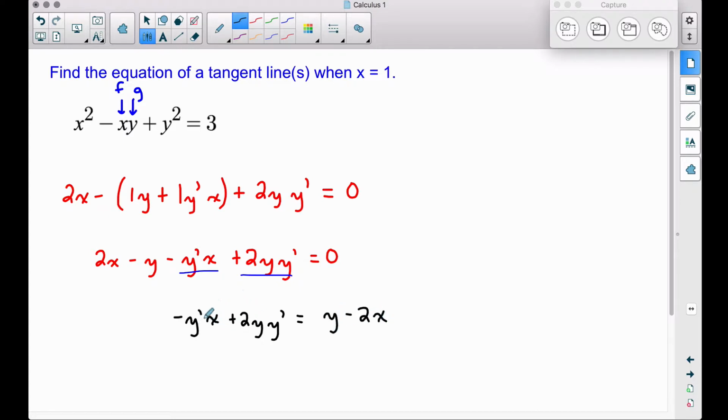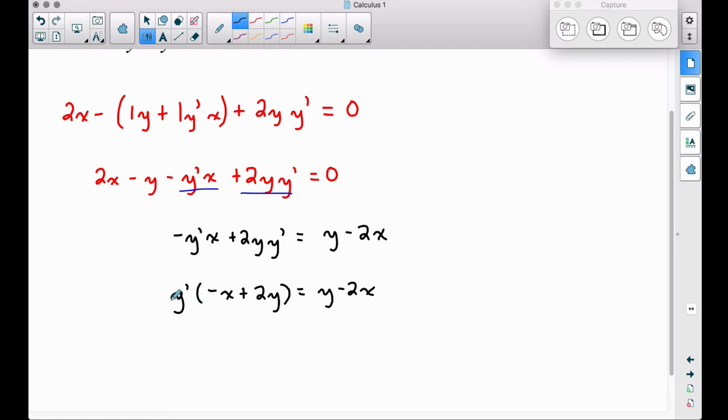Now that we have the terms that have y primes all by themselves on one side, let's factor the y prime out of both of these terms. Factoring the y prime out, we're left with negative x plus the 2y. This is still equal to the same stuff we have over here. And then last but not least, to get y prime by itself, let's divide by all of this stuff since y prime is getting multiplied by it. Therefore, we have y prime is equal to y minus 2x all over this stuff, negative x plus 2y. So this is our derivative. This is the slope of the tangent line.